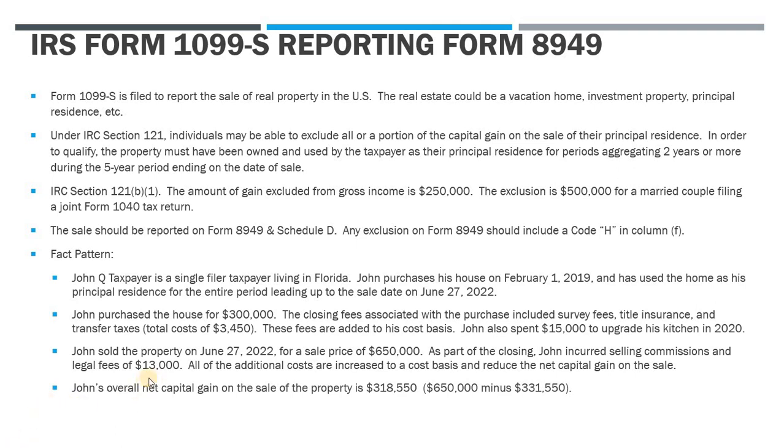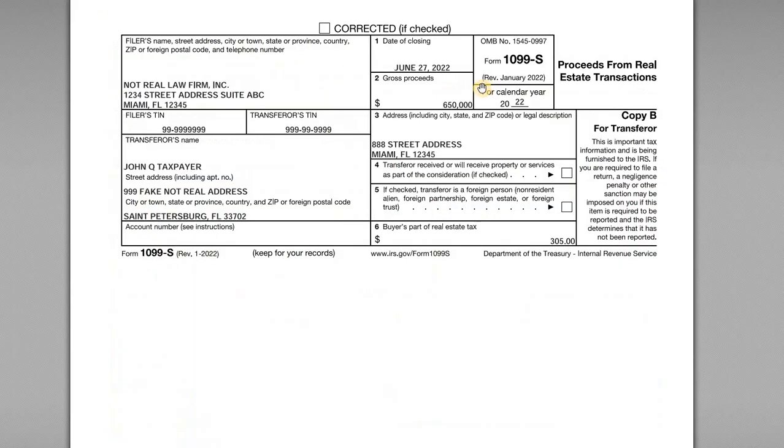All right, so now let's have a look at the 1099-S and then the tax return itself. So the 1099-S is a relatively straightforward form. It contains a couple of key points. The first one is the date of closing, so what's the sale date for the property, the gross proceeds, so the selling price that the buyer and the seller agreed upon, what calendar year it applies to, so this is 2022, and then the address of the property that's sold, right? So not necessarily the mailing address of the transferor.